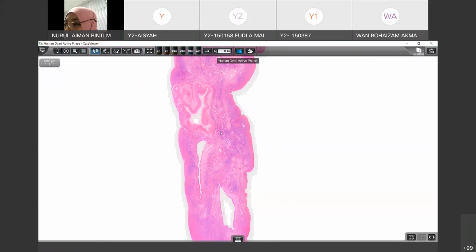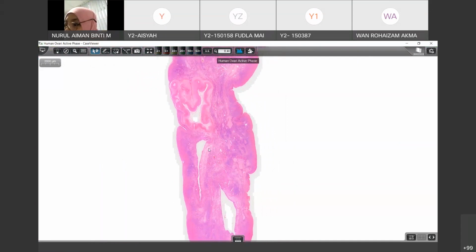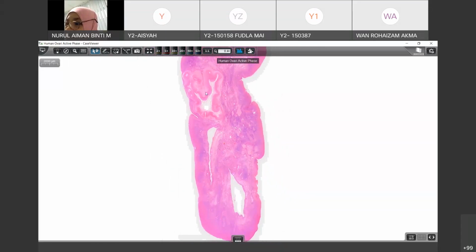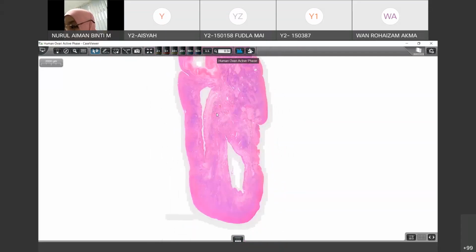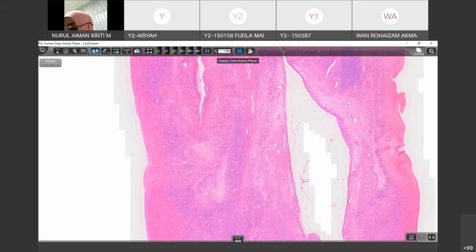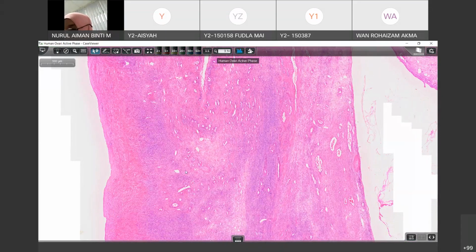But the cortical area and medulla area, you cannot really differentiate the demarcation between these two areas, because you can see here this is a very large corpus luteum. Very large corpus luteum actually impinges on the area of the medulla and the cortical region. Here is also medulla, but you can't really differentiate some of the cortical region here because there is no well demarcated area to say that this is cortical region, this is the medulla region.